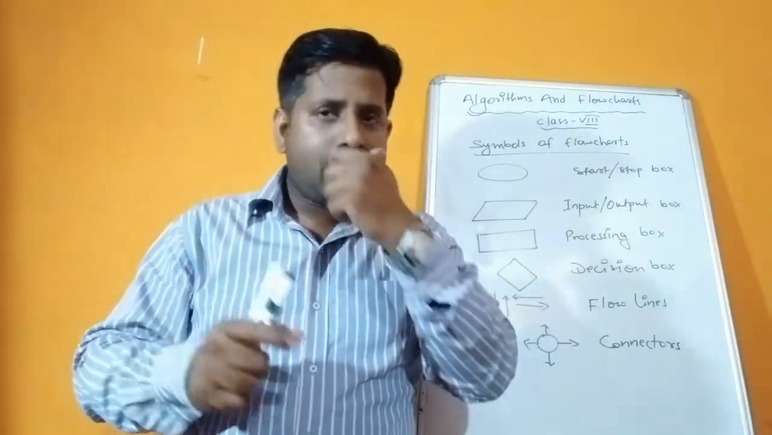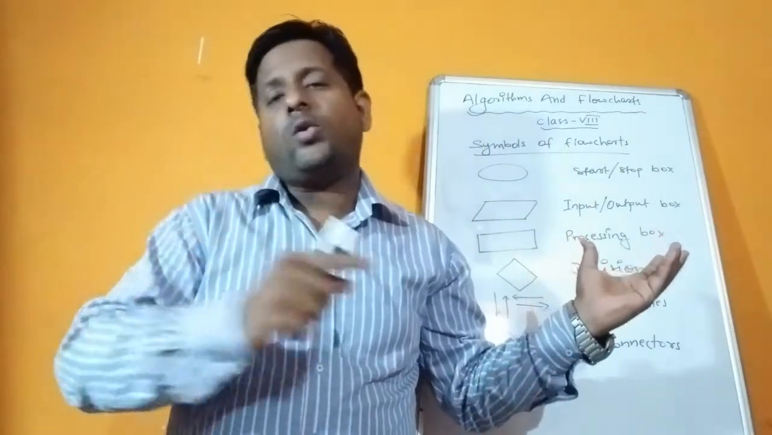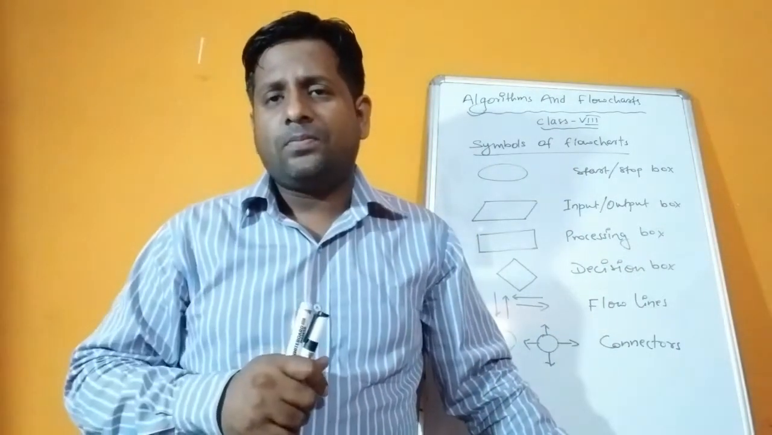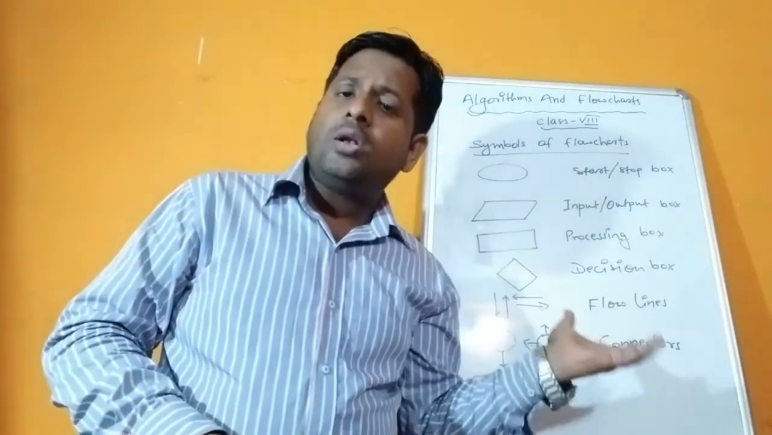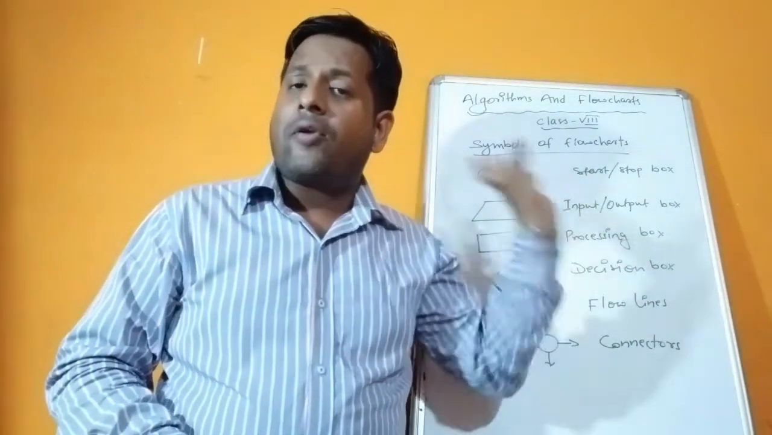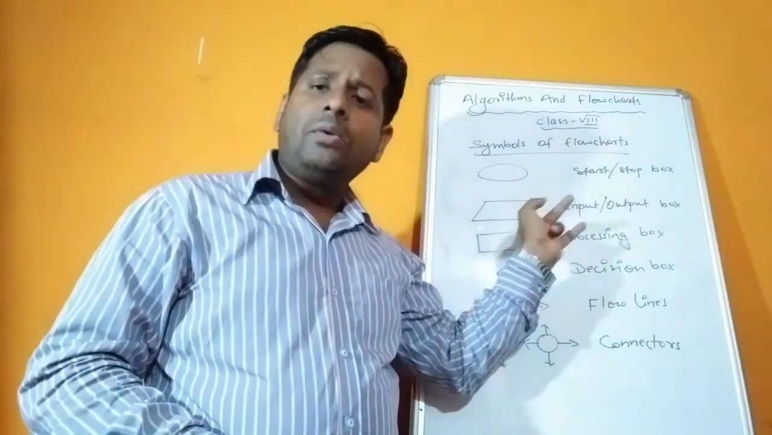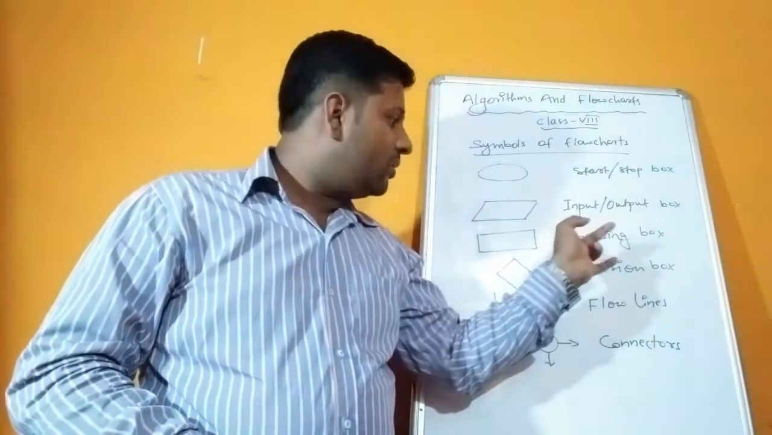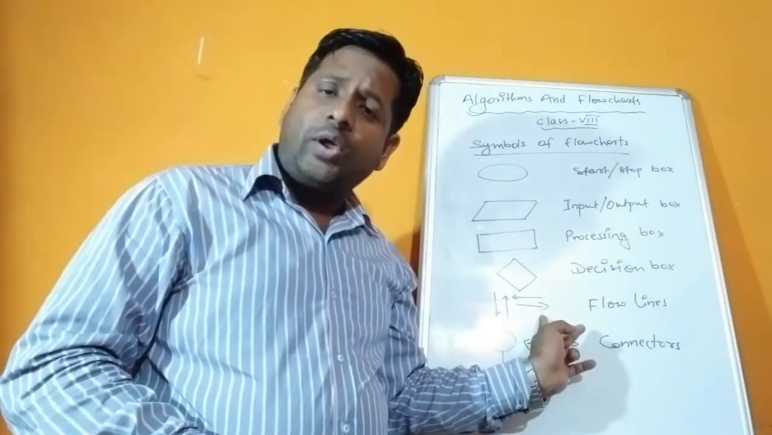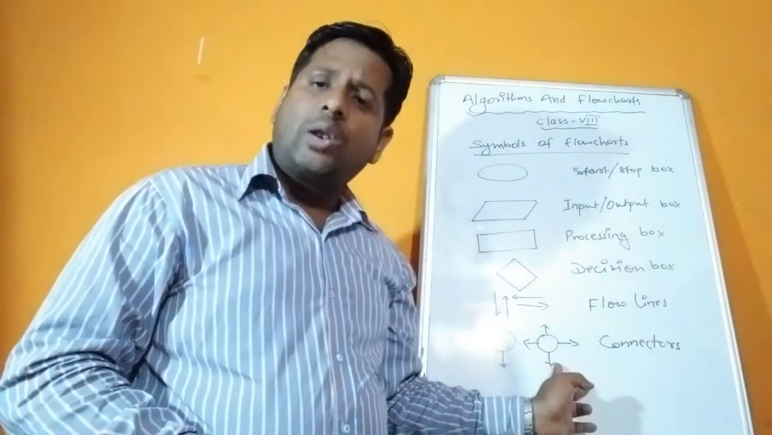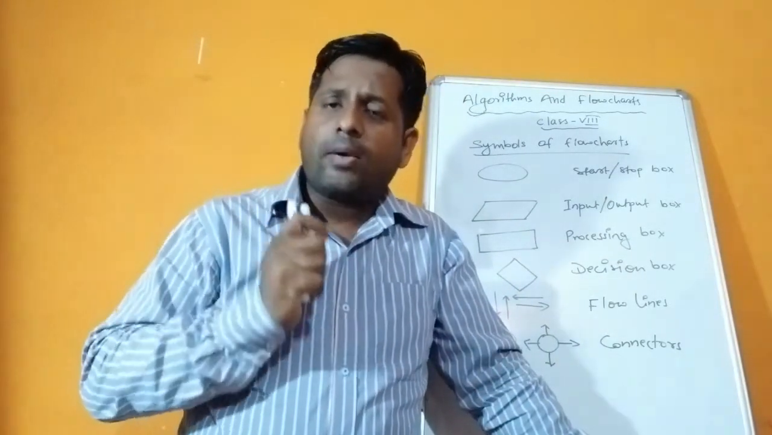So children, these are the few symbols which we need to use while drawing the flowchart. You cannot use any other drawings or symbols. Don't use a triangle and all. That is not acceptable. You have to use only these symbols because these symbols represent things among themselves: oval shape, start stop box; parallelogram, input output box; rectangle, processing box; diamond, decision box; lines with arrowhead are flow lines; circle with arrowhead is the connector. So these are the few symbols which you need to remember.